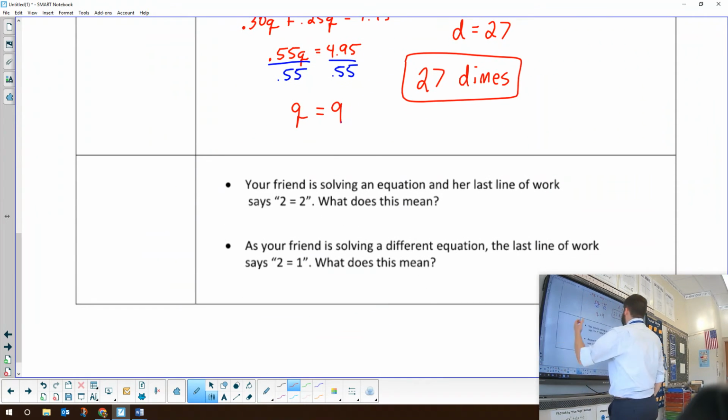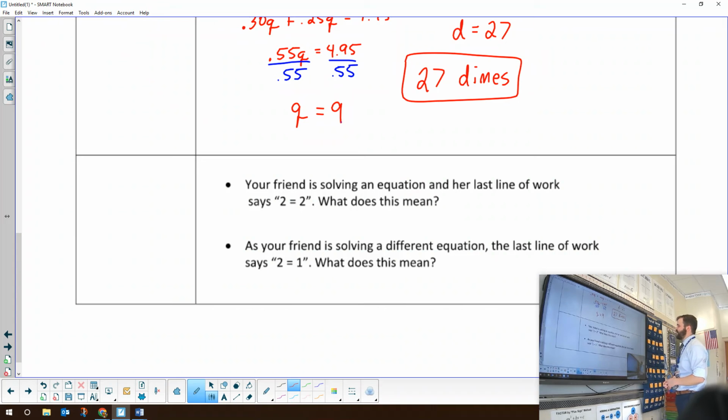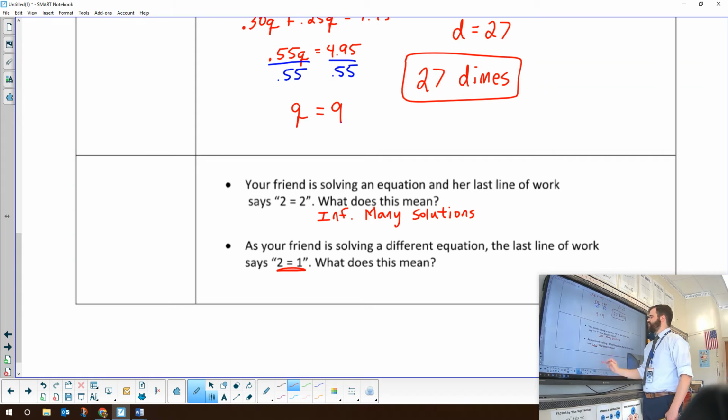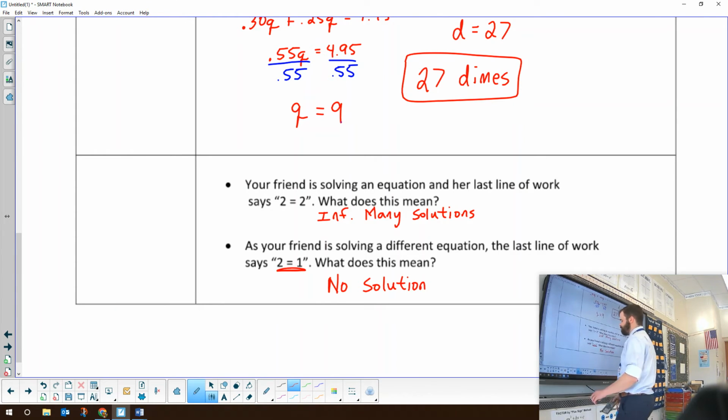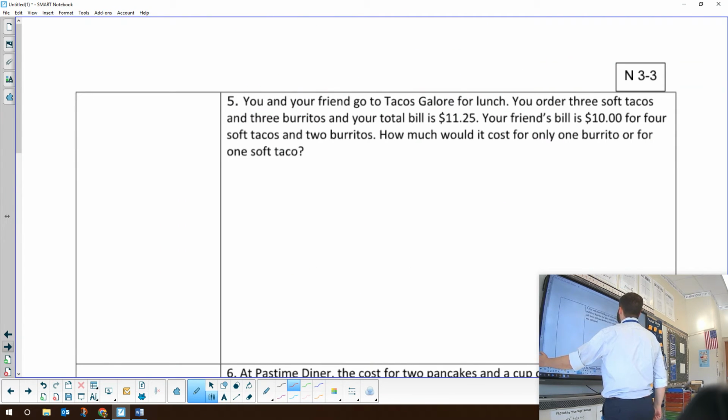Okay, then let's ask ourselves these questions real quick. It says your friend is solving an equation and our last line of work is 2 equals 2. What does that mean? It means that we have infinitely many solutions. So if it's true, that's infinitely many. If it is not true, like this 2 equals -1, that means that it is no solution. Okay? Just like that.